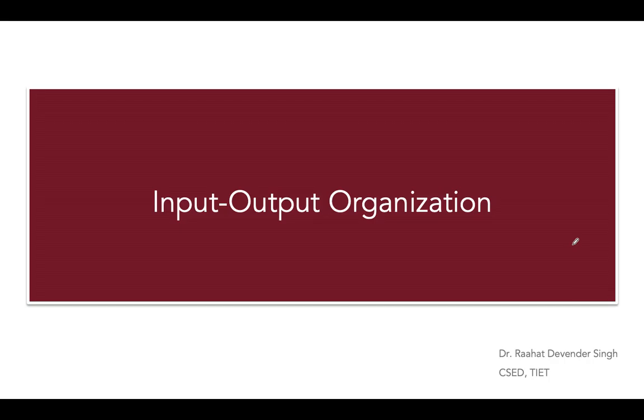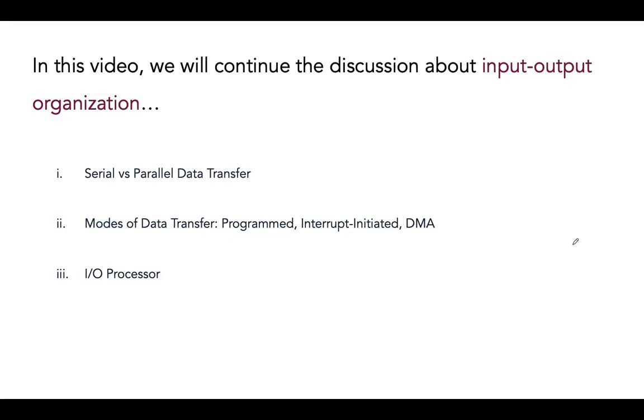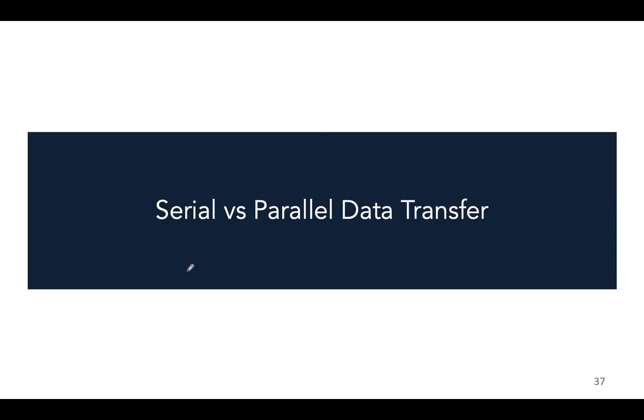Hey everyone, in this video we are going to continue our discussion about input-output organization from the previous video. We'll talk about serial versus parallel data transfer. Then we'll take a look at three main modes of data transfer, namely programmed data transfer, interrupt initiated data transfer, and DMA, that is direct memory access. And then finally we'll conclude this discussion with an analysis of the input-output processor. So let's first start with serial versus parallel data transfer.